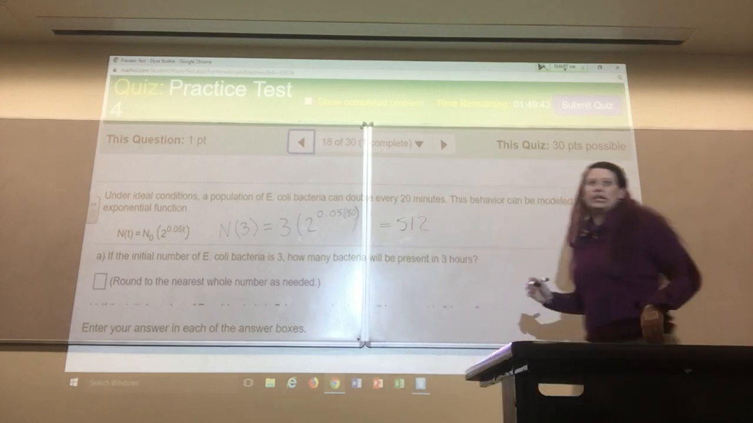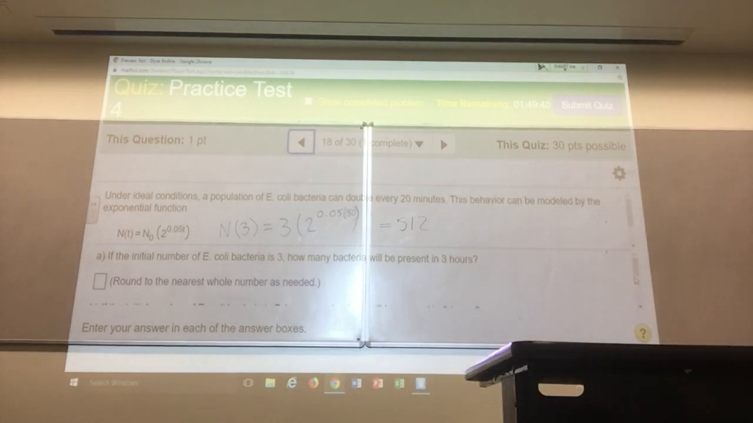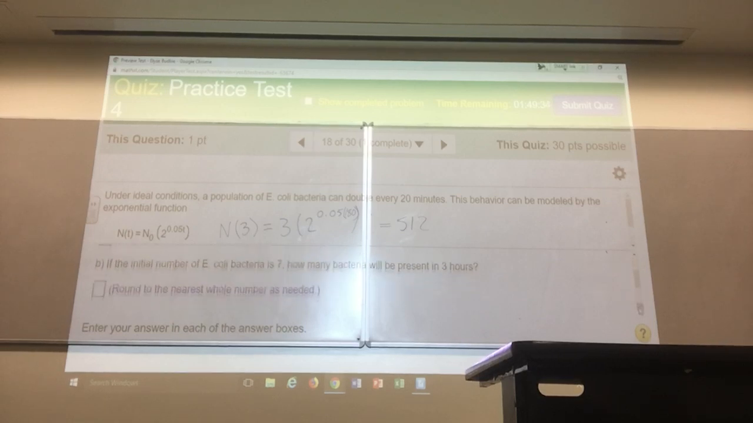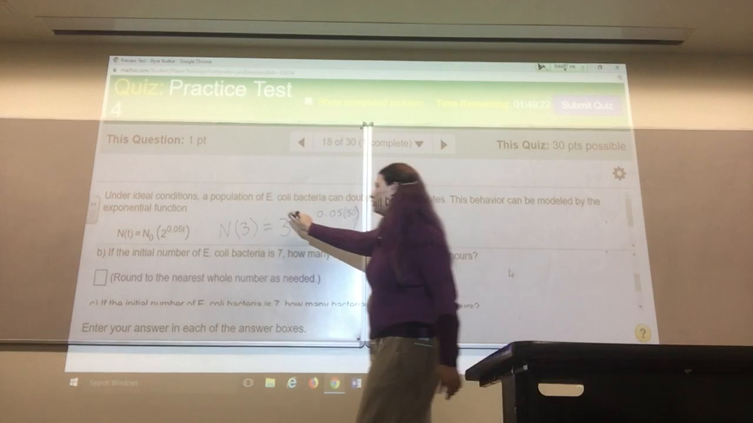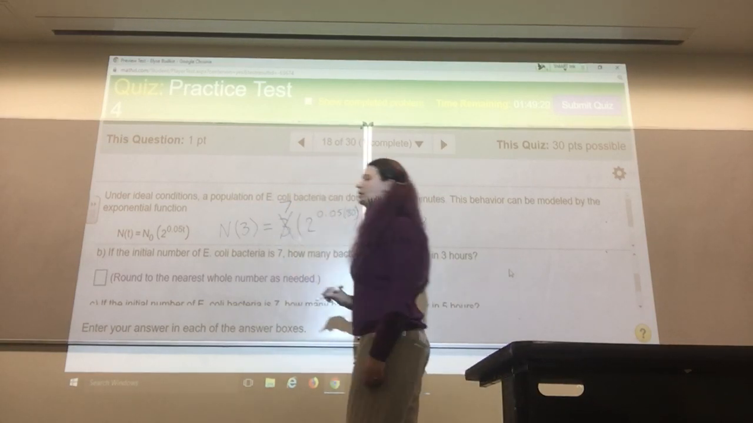And nearest whole number is needed. So remember, 5 and above round, 4 and below do not. Okay, and then we're told if the initial number of E. coli is 7, how many bacteria will be present in 3 hours? Well, guess what? We can just exchange the 3 for a 7.